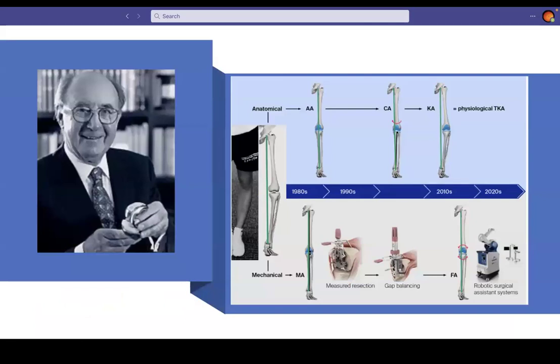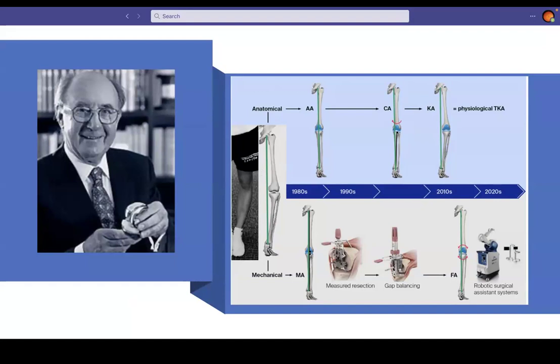In 1980, Insall and Ranawat introduced mechanical alignment. When mechanical alignment was introduced, it became very popular as it was a reproducible approach. The implants were aligned to create a neutral limb axis, and it produced acceptable clinical outcomes and implant survival. But a fraction of people who underwent mechanical alignment were not satisfied.